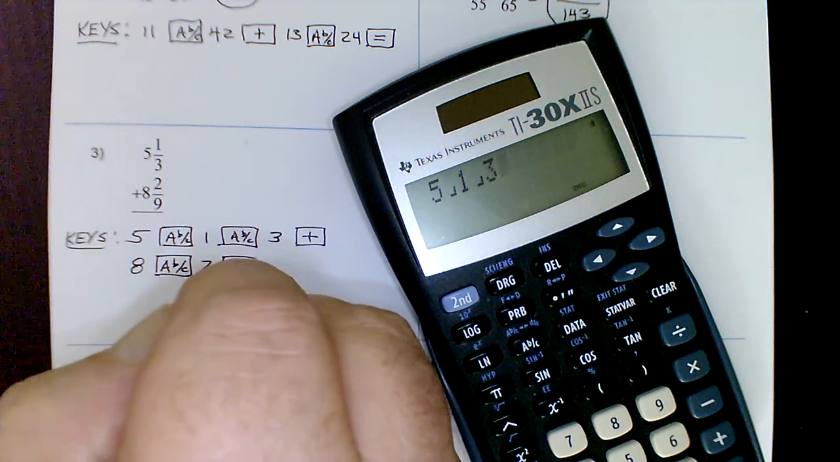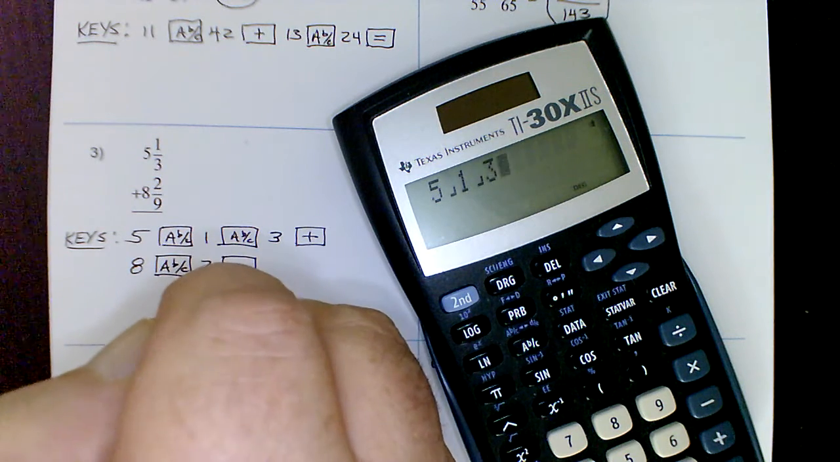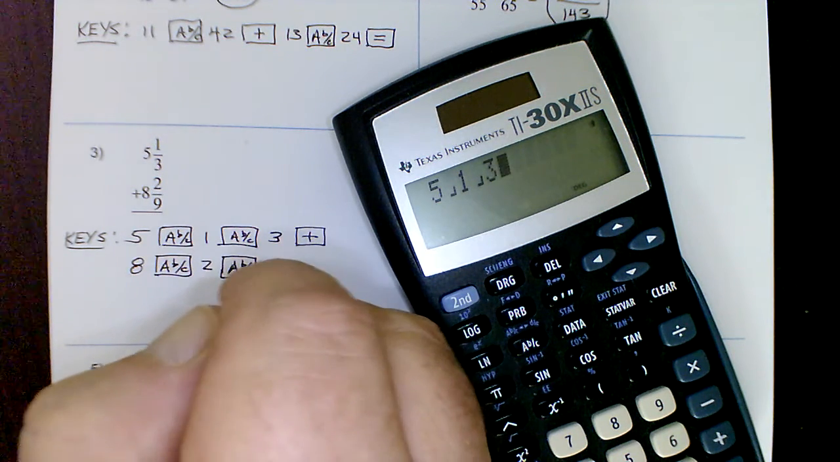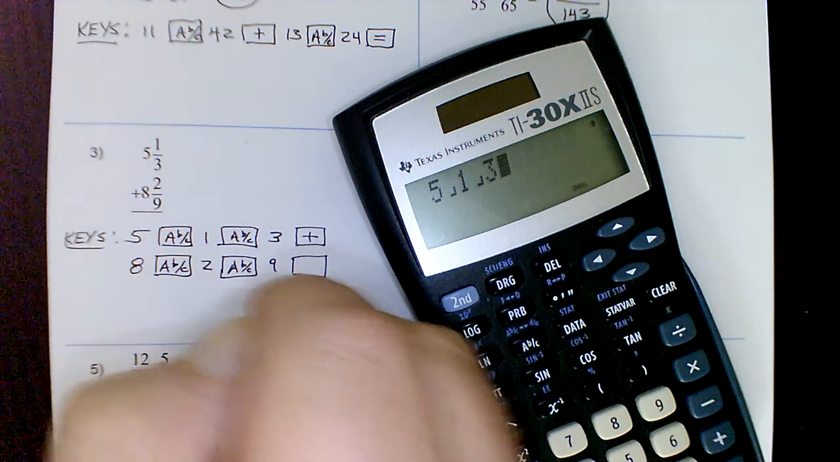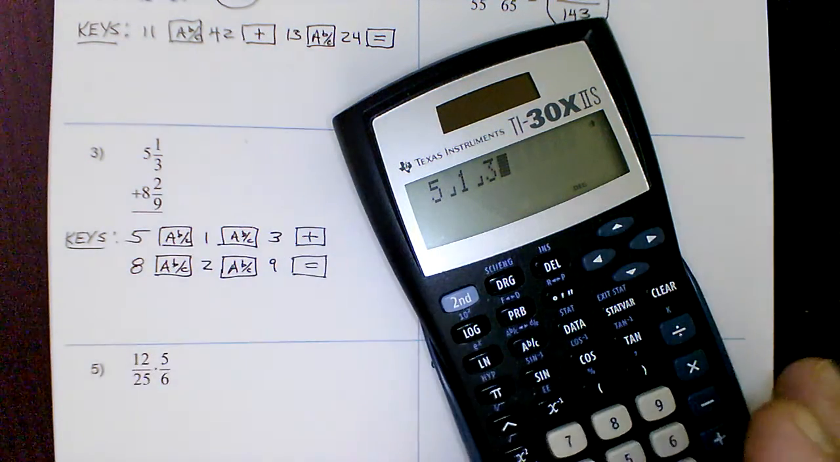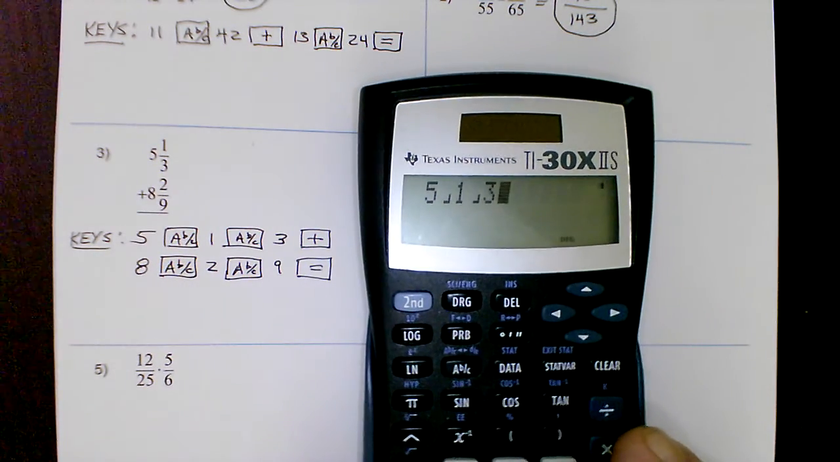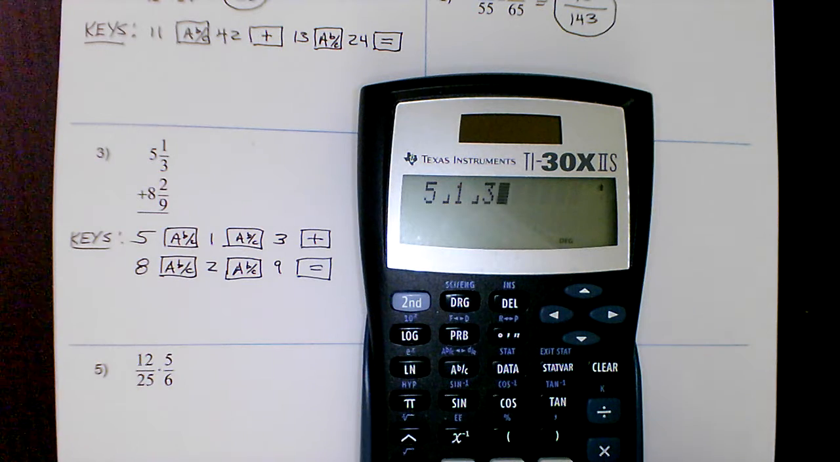Okay, so now we see something a little bit different. It separates the whole number part from the fractional part with this little u, okay? So it gives you the fractional, but that little u there is separating the whole number part from the fractional part. So the answer to this one is 13, and the fractional part is 5/9.